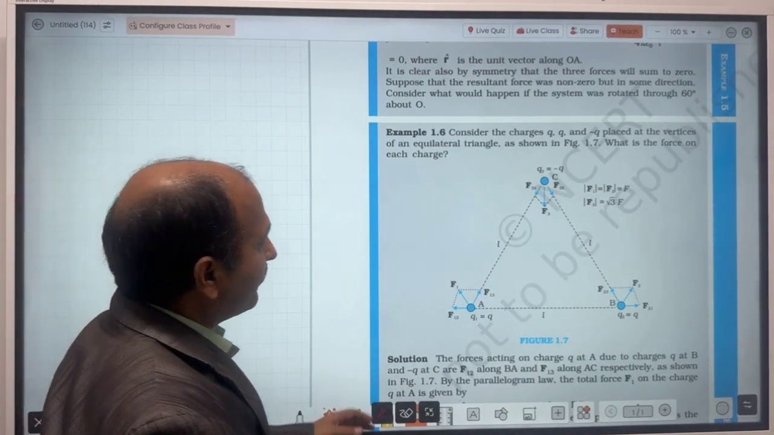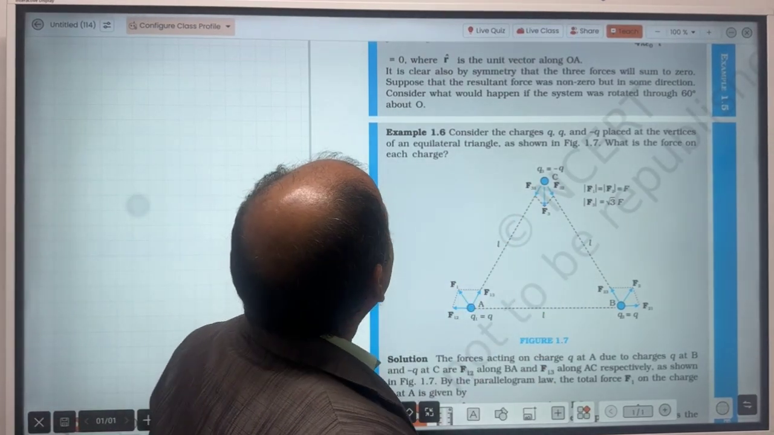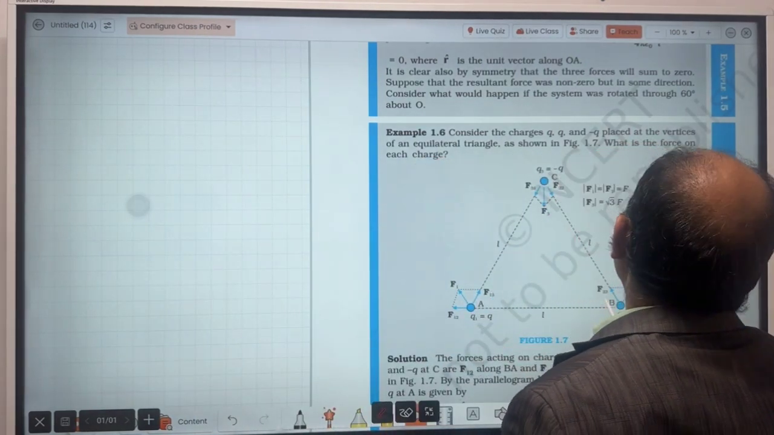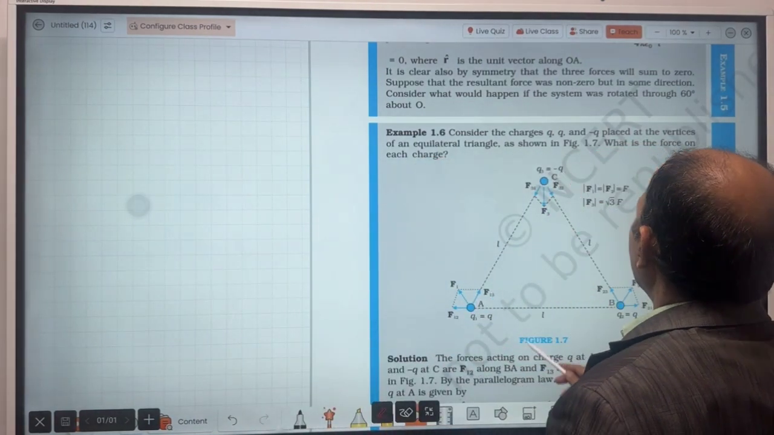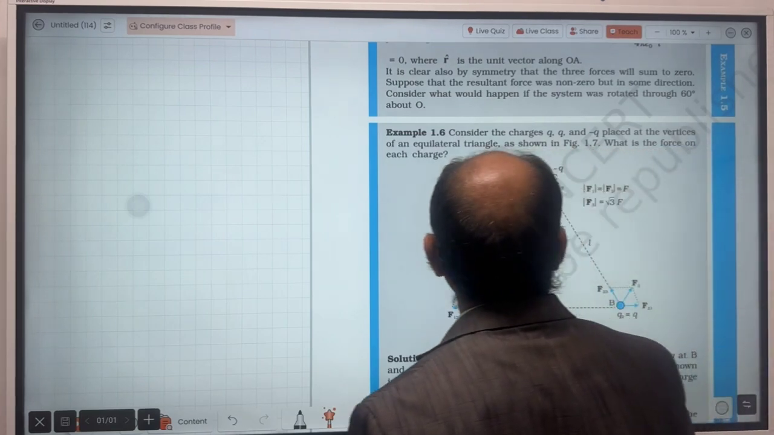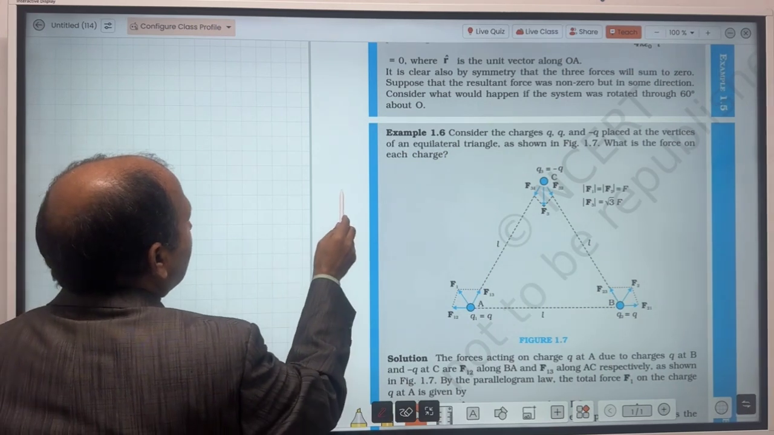Example is given here. There are three charges placed on the vertices of an equilateral triangle. So this charge is negative, other two charges are positive. We have to find out the net force on any charge. So let's see the situation.